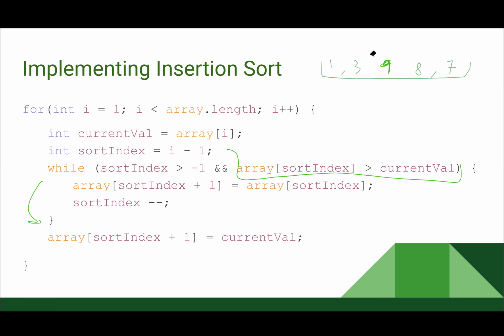So our I will then shift to here. Our sort index is going to be here again. Now, our sort index is greater than -1. That's true. And our array at the sort index is greater than our current value. Current value is going to equal 8 right now. So we're going to say array at sort index plus 1, that's here, equals array at sort index. We're going to copy that 9 over here. And sort index goes down.